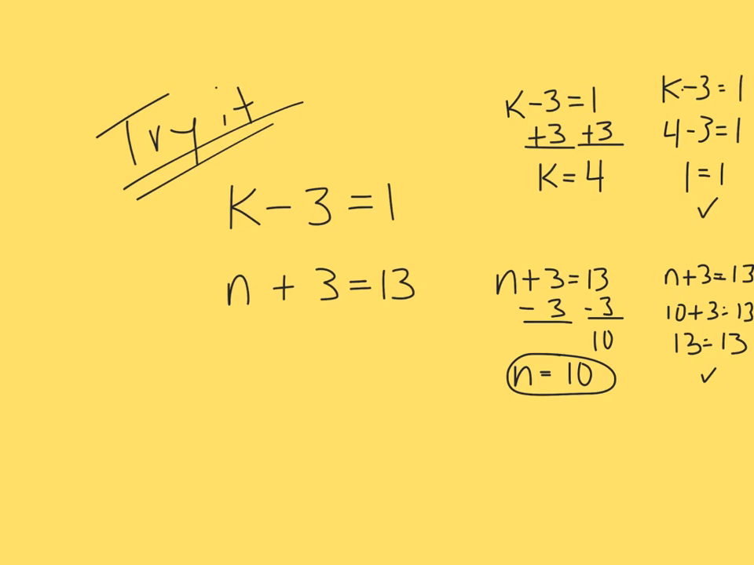Okay, so n plus 3 equals 13. You take away your 3 on this side, which gives me n by itself. Take away 3 on this side, it gives me 10. So n equals 10. Over here, I plug in my n. I use 10. 10 plus 3 is 13, so 13 equals 13. And that concludes the video.